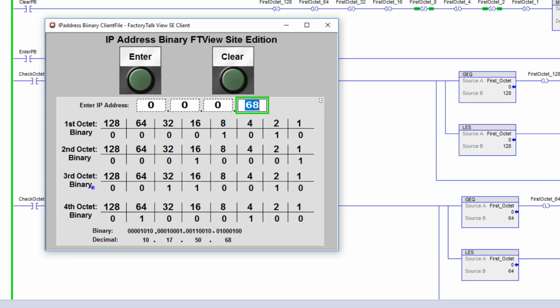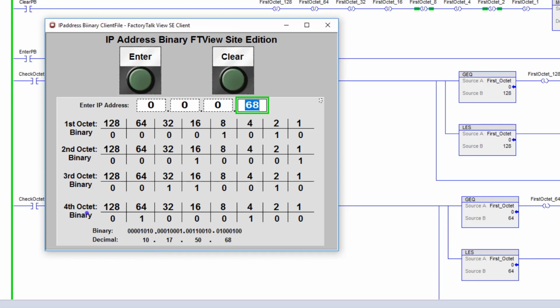Let's talk about the third octet, right? That's a 50. And 50 is not equal to or greater than 128 or 64, but it is equal to or greater than 32, and the remainder is equal to or greater than 16. So that's a 1. Equal to or greater than 8, no. Equal to or greater than 4, no. 2, yes. So the binary for the third octet, which is 50, is going to be 0, 0, 1, 1, 0, 0, 1, 0.